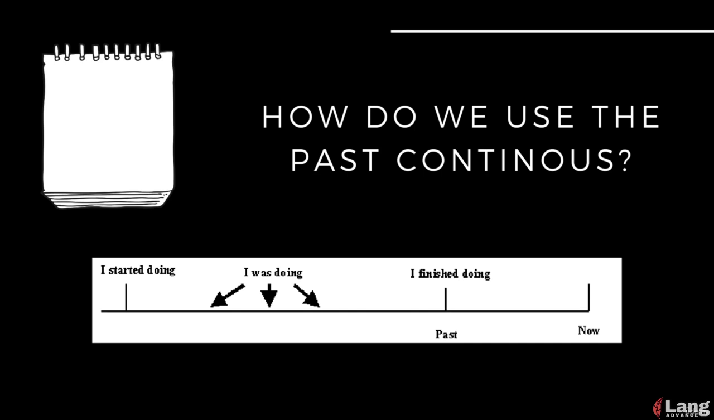In the past, I started doing something. So I was doing something before I finished doing something. But we have not arrived at that point of finishing. So we are in the past, but we are still in the middle of doing something. That's how we use the past continuous.